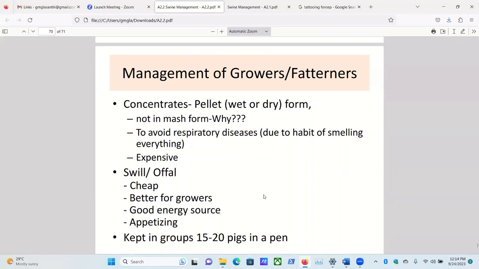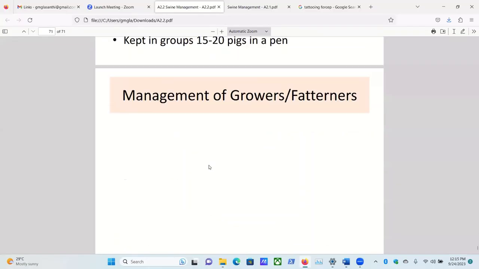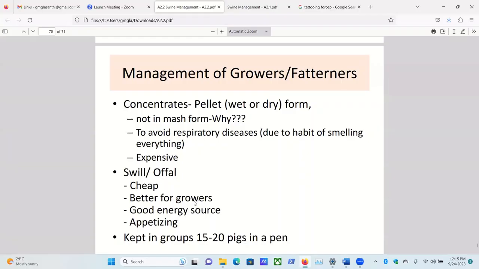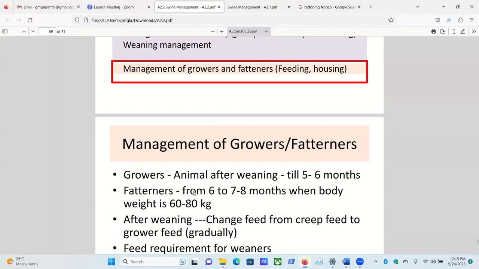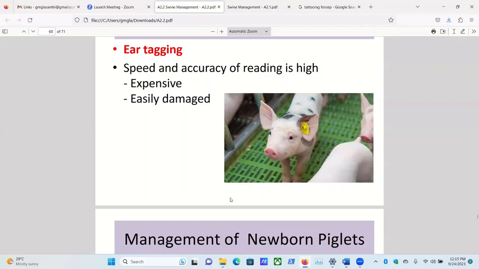It is very cheap and it is better for growers, but of course not an energy source, and it is appetizing if we prepare it correctly. At the same time, it is essential to provide the feed as pellets, to avoid a dusty environment and respiratory distress. We should avoid that. So those are the things we have to learn under swine management.